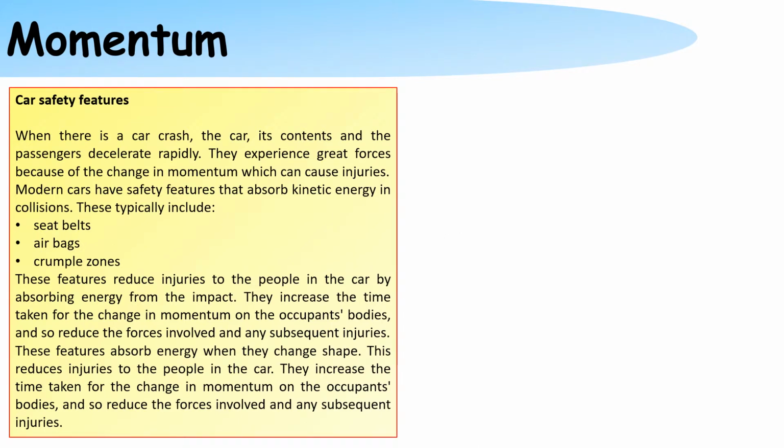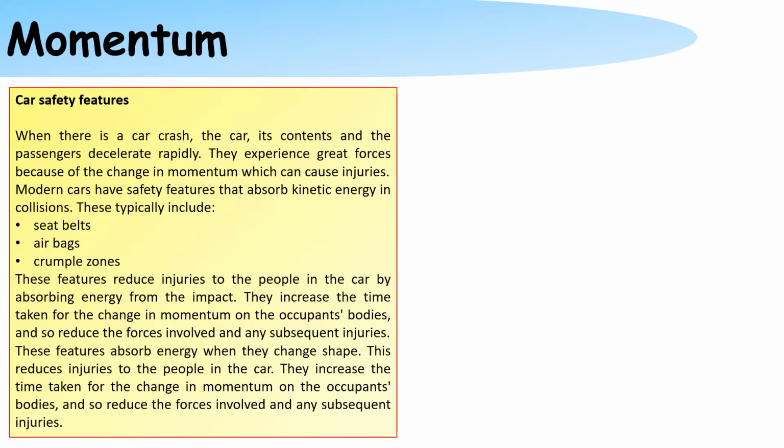When considering car safety features, we need to think about momentum. When there is a car crash, the car, its contents and the passengers decelerate rapidly. They experience great forces because of the change in momentum, which can cause injuries. Modern cars have safety features which absorb kinetic energy in these collisions, such as seatbelts, airbags and crumple zones. These features reduce injuries to people in the car by absorbing the energy of the impact. They increase the time taken for the change in momentum on the occupant's body and so reduce the forces involved in any subsequent injuries.